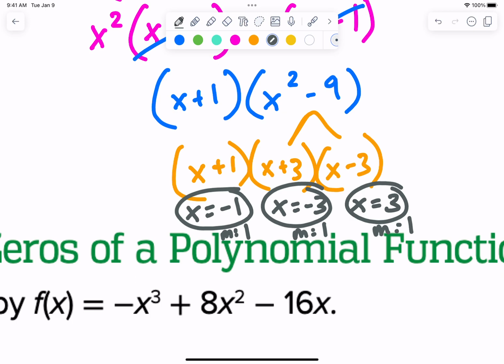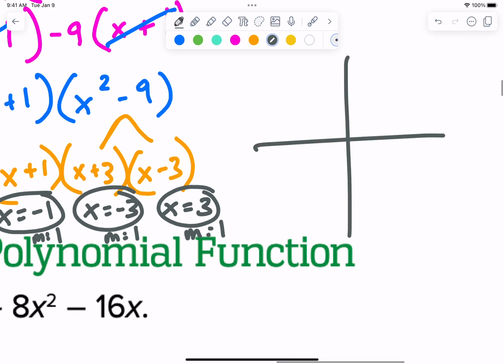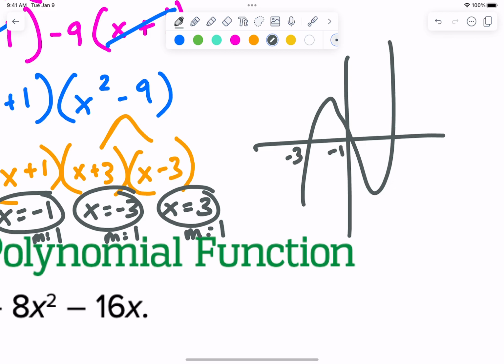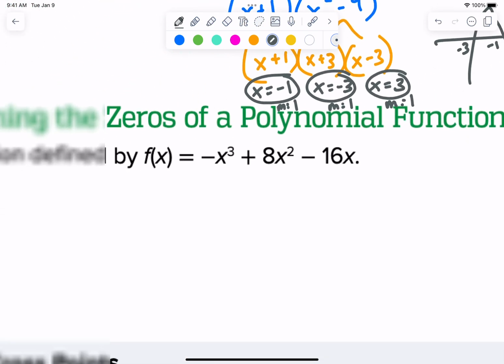So at each of those points, my graph is going to cross. It's going to cross. That's what it will look like. It's doing this. Cross, wherever those are at: negative 3, negative 1, and positive 3. My y-axis is not in the right spot, but whatever. That's what's happening. Cross, right? Okay. All right, last one.